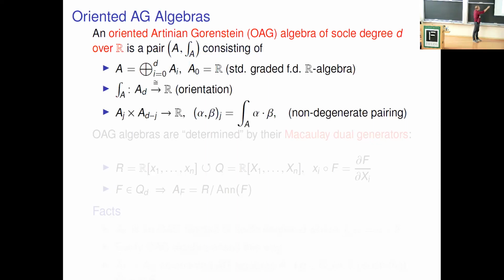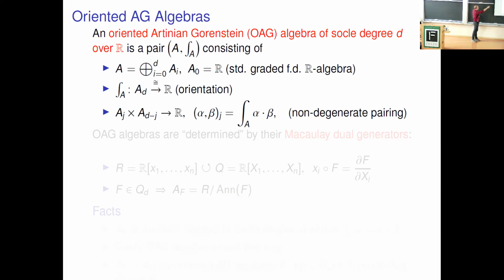So the algebra is always going to be standard graded, finite dimensional as an R vector space, graded from degree 0 to degree D. I'll always assume the degree 0 piece is the ground field R. And then the orientation is this integral operator, and it's just a fancy name for a fixed choice of linear isomorphism from the top degree graded piece, which I'll call the socle, to the ground field. It's supposed to remind us of an orientation from topology where I integrate a volume form to get a real number, the top degree cohomology.